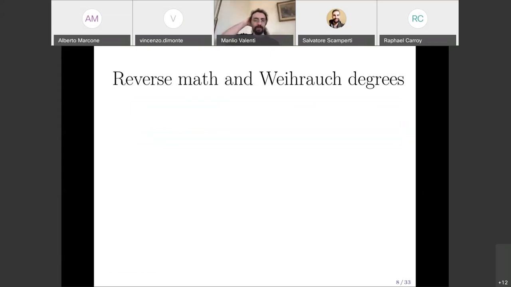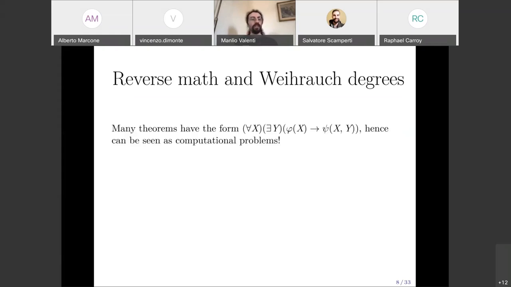So to better describe the strength of DS, let me make a small detour and say two words about the connections between Weihrauch degrees and reverse mathematics. Usually when you work in reverse mathematics, you study the proof-theoretic strength of theorems, right? But a standard observation is that many theorems can actually be written in this form: for every x there is a y such that if x satisfies some formula phi, then the pair x and y satisfies some formula psi. This can be naturally seen as a computational problem, because I give you an x which satisfies phi of x, and you have to produce a y which satisfies psi of x, y.